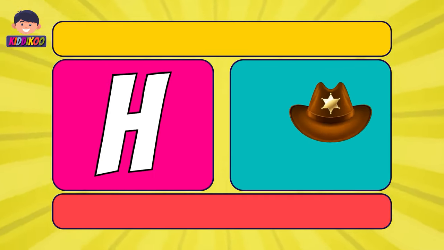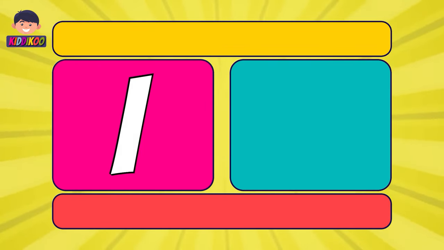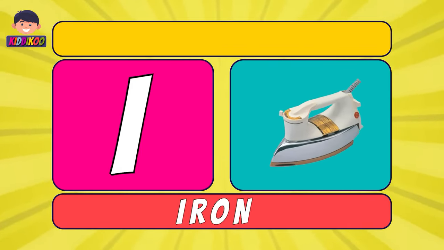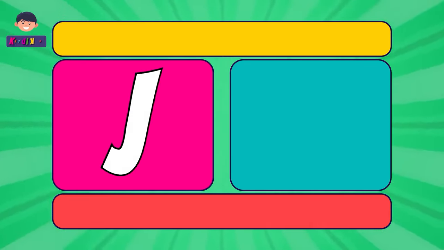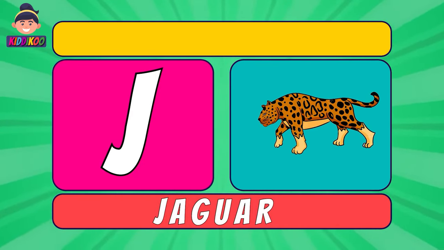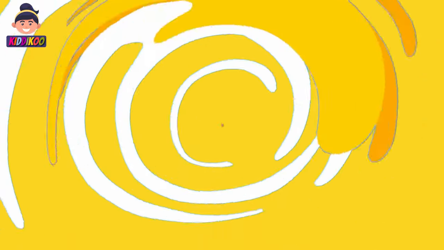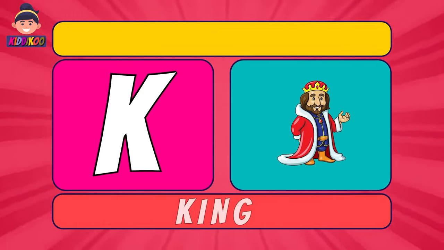Next letter is H. H for hat. Hat. Next letter is I. I for iron. Iron. Next letter is J. J for jogger. Jogger. Next letter is K. K for king. King.